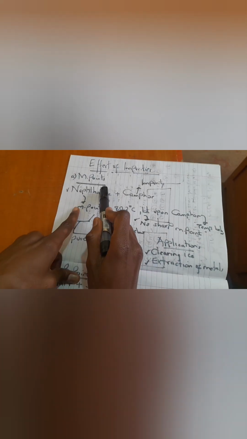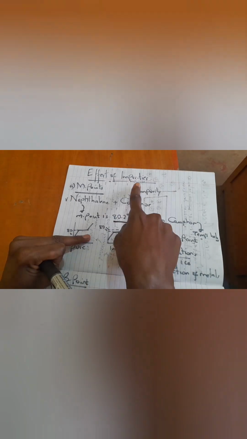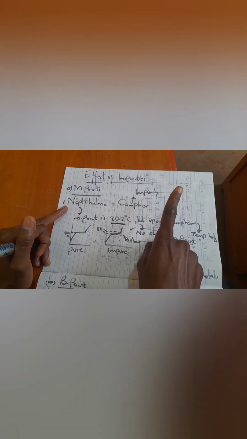Now, if you take, for example, naphthalene, and camphor will stand as an impurity, and naphthalene is our solid. Naphthalene, most of the time, and also scientifically proven, melts at 80.2 degrees Celsius. But the moment you introduce camphor, it will lower the melting point of this naphthalene. And that is to tell you that impurities lower the melting point of solids.